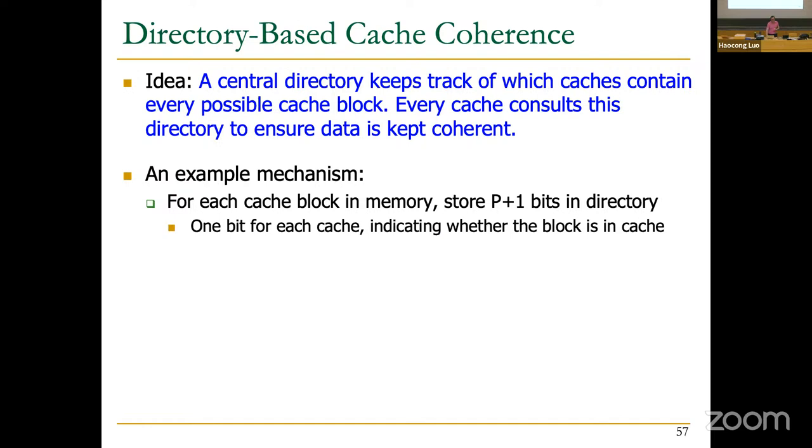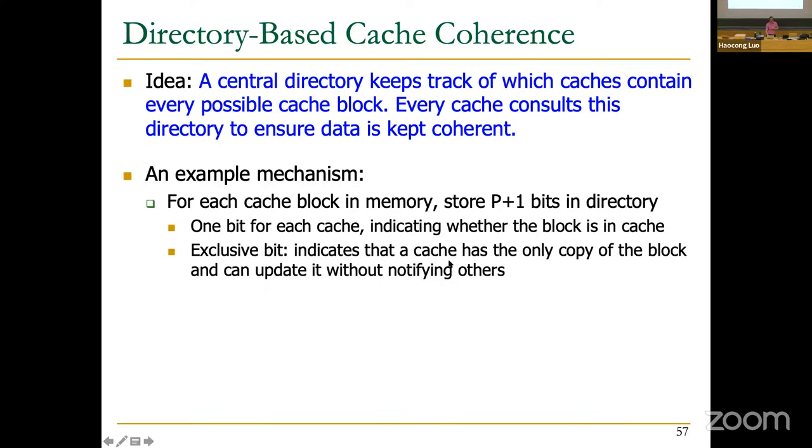You have one bit for each cache, indicating whether the block is in that local cache or local processor. In this case, processor and cache can be used interchangeably because we're assuming a processor has a private cache. And we also have another bit, an exclusive bit, saying that a cache whose bit is set has the only copy of the block and can update it without notifying others. So there could be optimizations that you can do, basically.